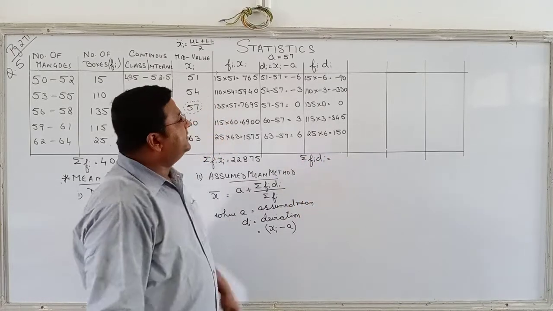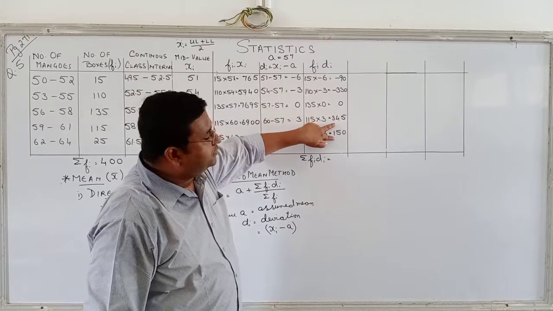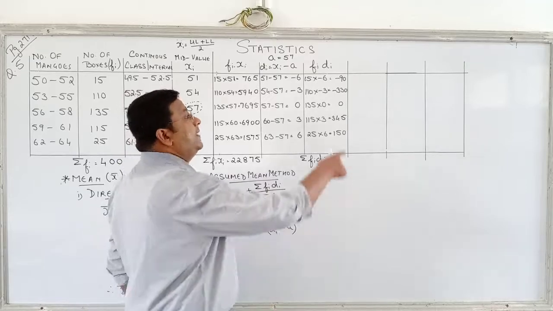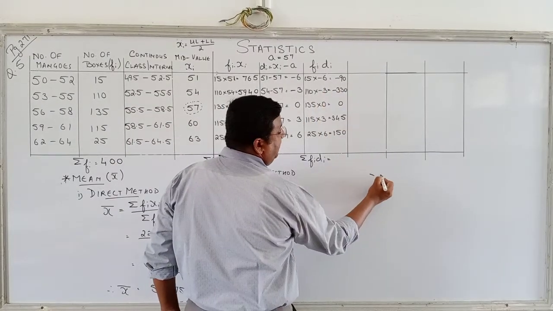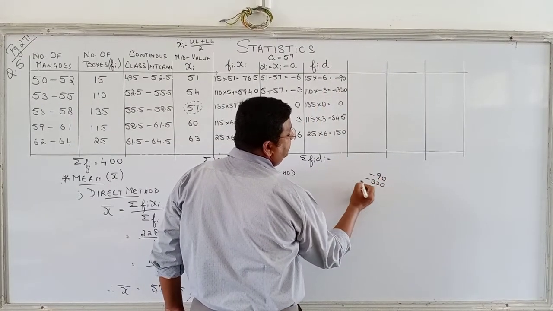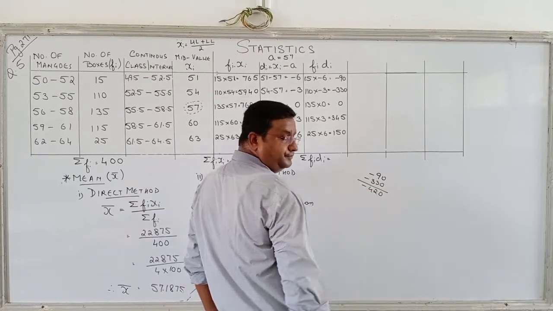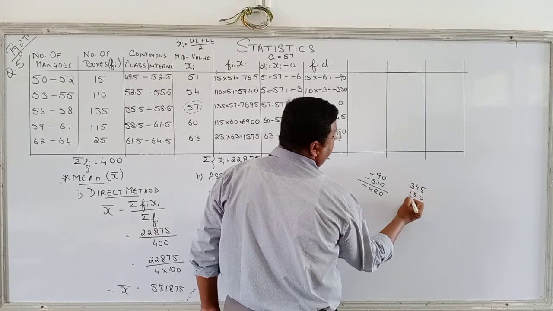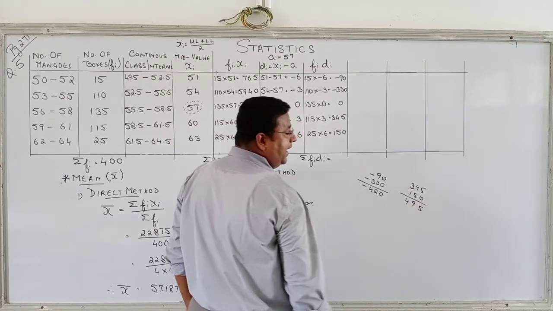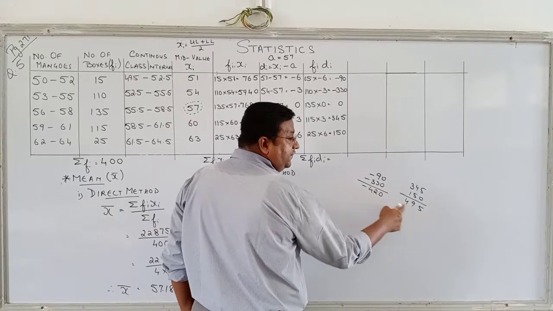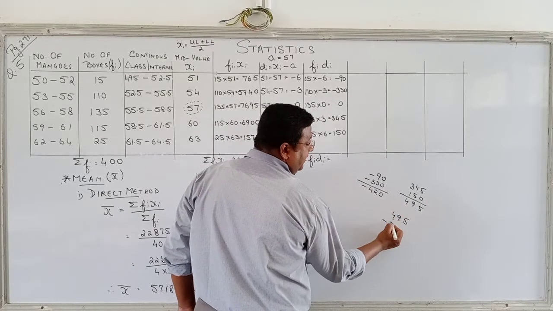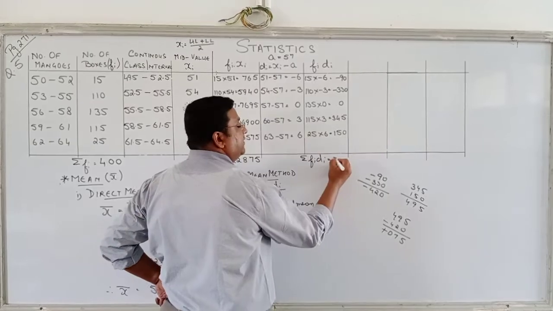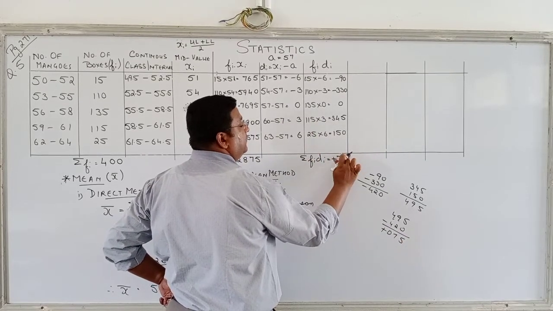But the problem over here is, 2 are negative, 2 are positive. So we will add the negatives together, positives together, and then subtract. Minus 90 and minus 330, minus 420. 345 and 150, 495. Both signs are different. So 495 minus 420, 75. Any confusion?